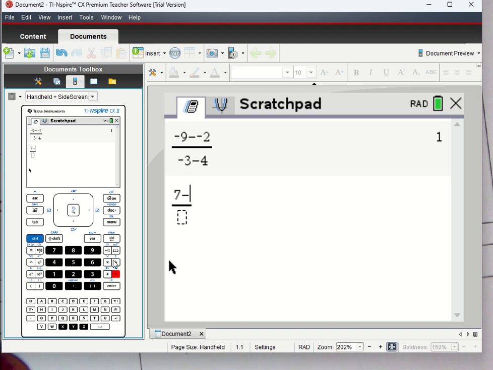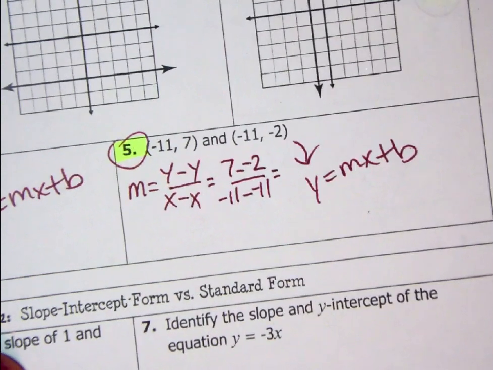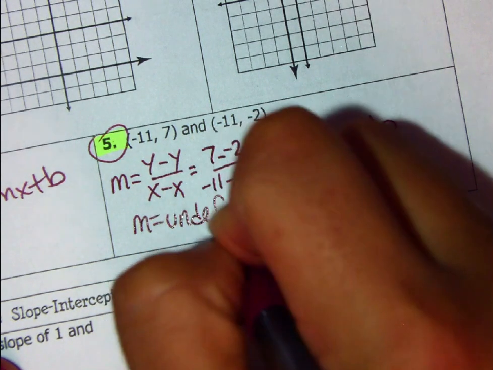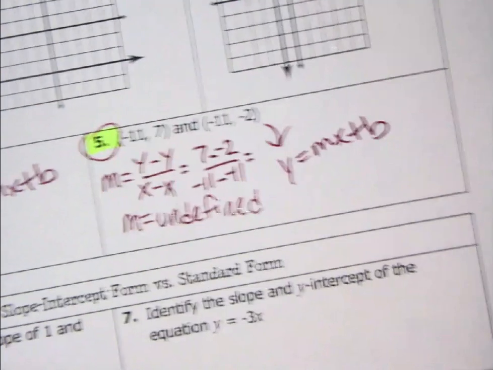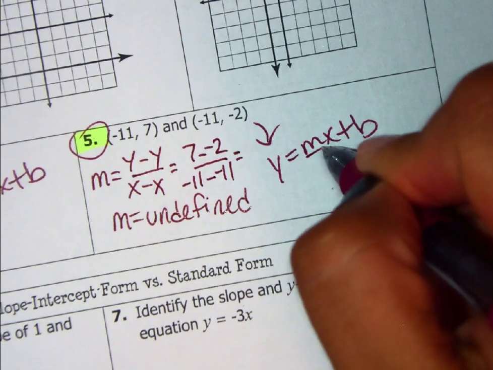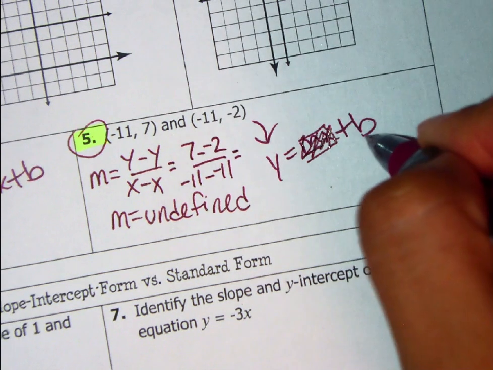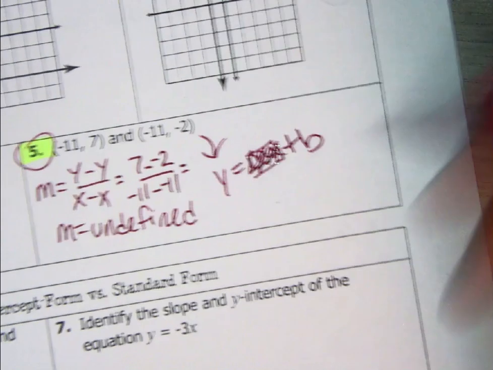That's 7 minus negative 2 and negative 11 minus negative 11. So it says undefined. That means, no, you didn't make a mistake. It's just this is an undefined slope. So let's write that down. Slope is undefined. So with that, you need to remember, if the slope is undefined, then that means this doesn't exist. And the b value, well, that's the y-intercept.